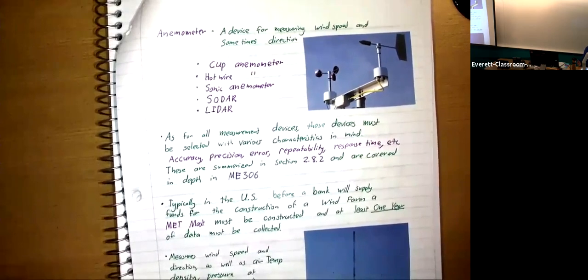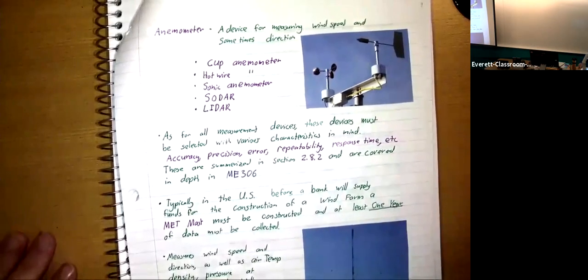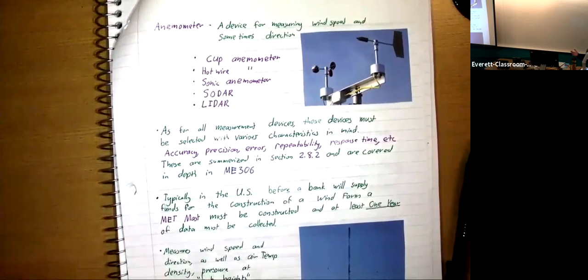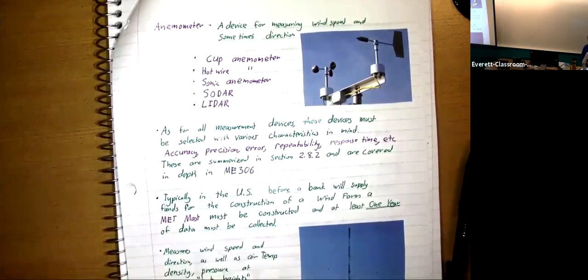And you can relate that to wind speed. And then you usually have a vane connected to some type of sensor that gives you direction. And I don't know if the Pullman campus and the Bremerton campus students all take the same classes at the same time like our students do, but most of the students here are currently taking ME 306.